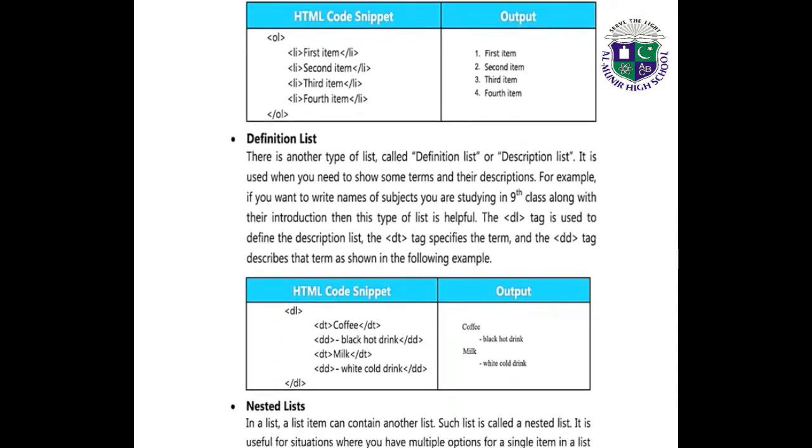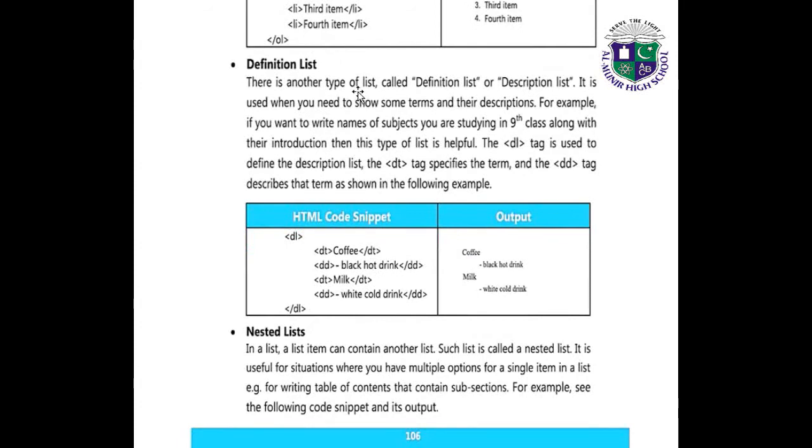What is a definition list? There is another type of list called a definition list or description list. It is used when you need to show some terms and their descriptions. For example, if you want to write names of subjects you are studying in 9th class along with their introduction, then this type of list is helpful. The DL tag is used to define the description list. The DT tag specifies the term and the DD tag describes that term, as shown in this example.